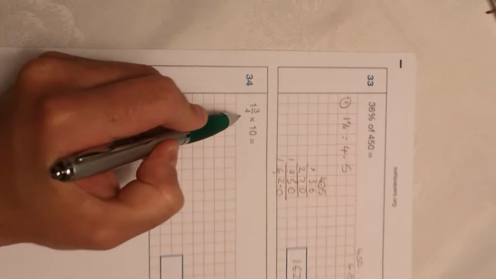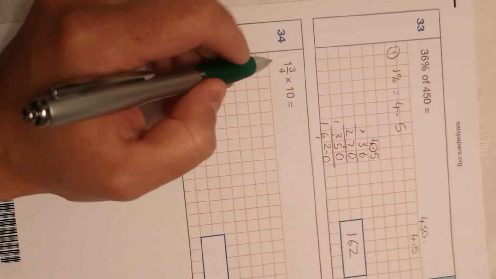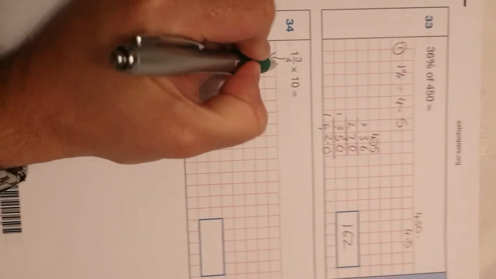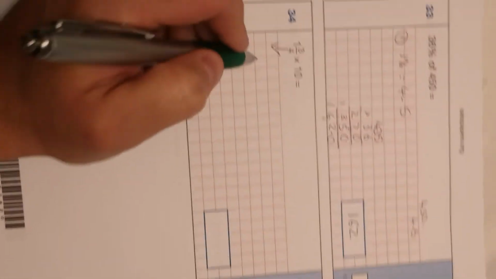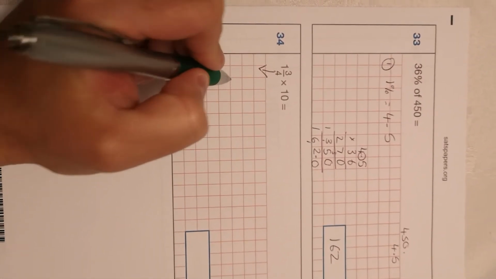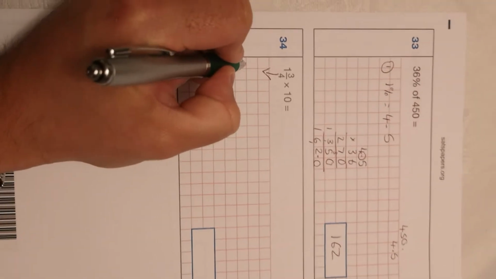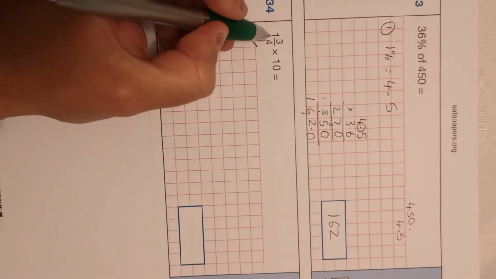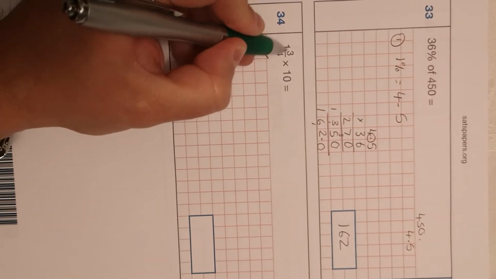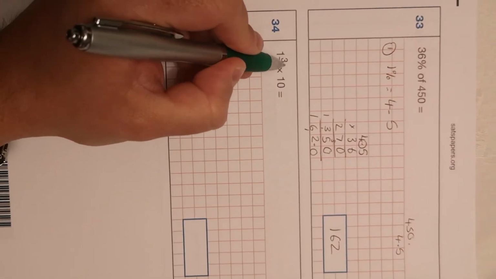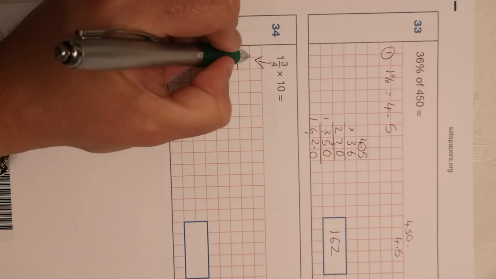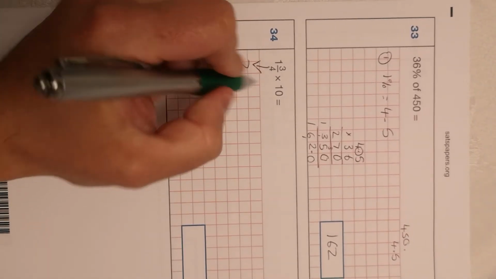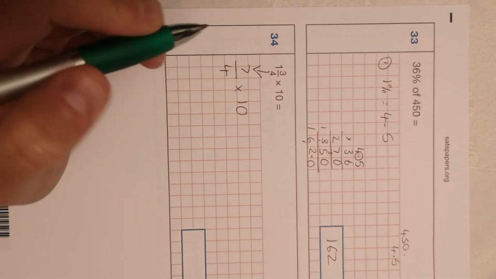Question 34. Exactly the same as the 32, step 1. At the moment, we've got a mixed number. So let's change 1 3/4 into an improper fraction. It's how many quarters is 1 whole and 3/4. 1 times 4 is 4, so you get 4 quarters in the whole. Add the 3/4, so 7 quarters. And then we've got 7 quarters times by 10.